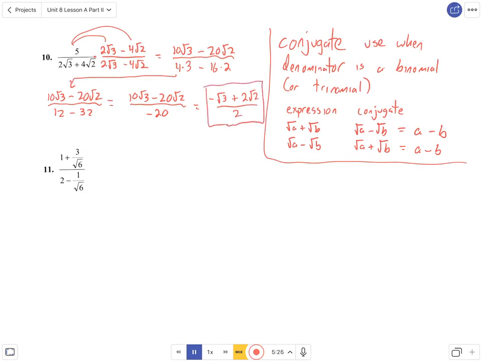So we got rid of the radicals in the denominator, and we have an equivalent expression in the simplified form. So use a conjugate whenever that radical term in the denominator is a binomial. Now moving down to number 11. Looks like something we had in the past.